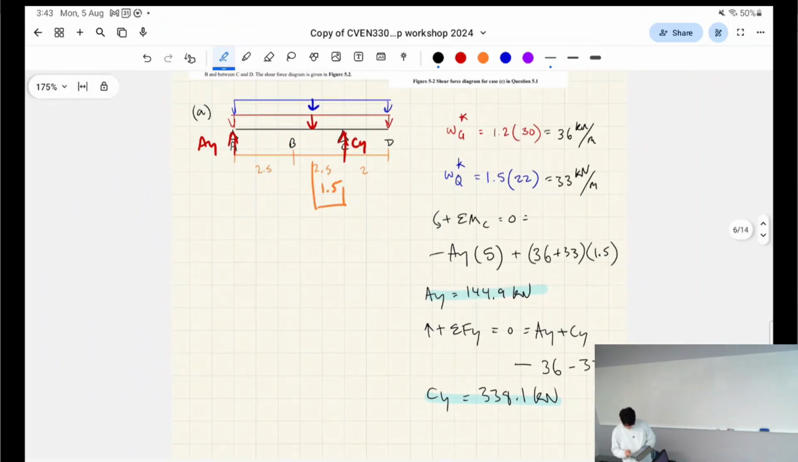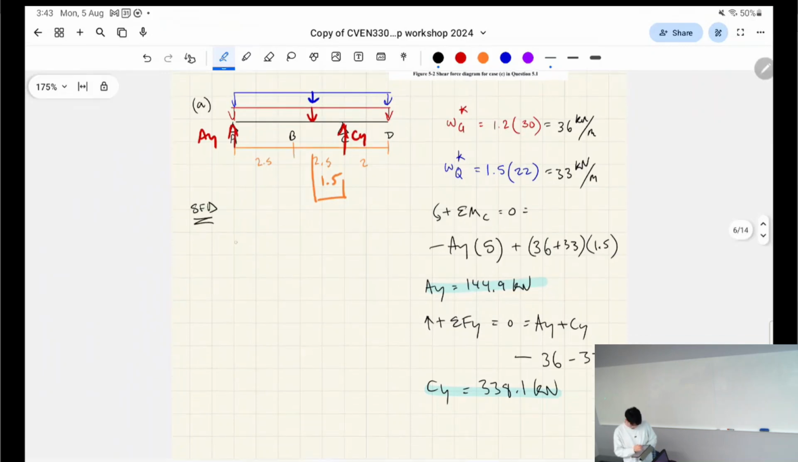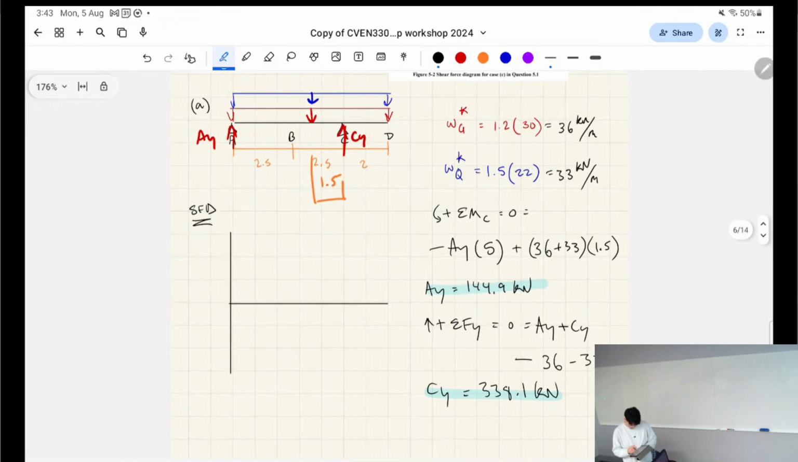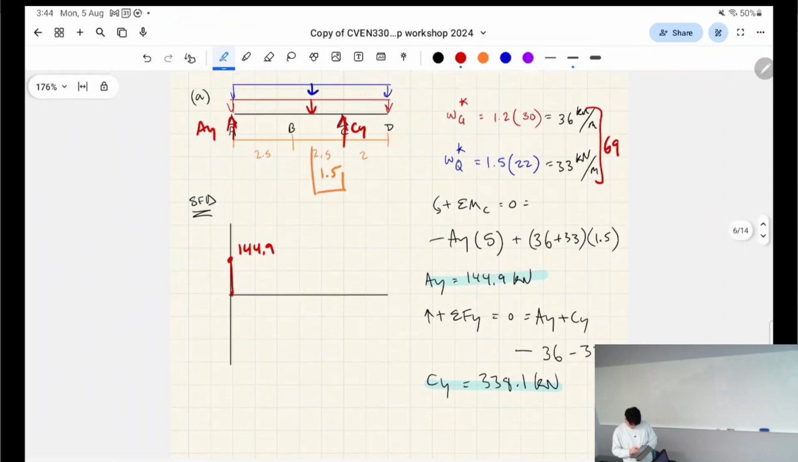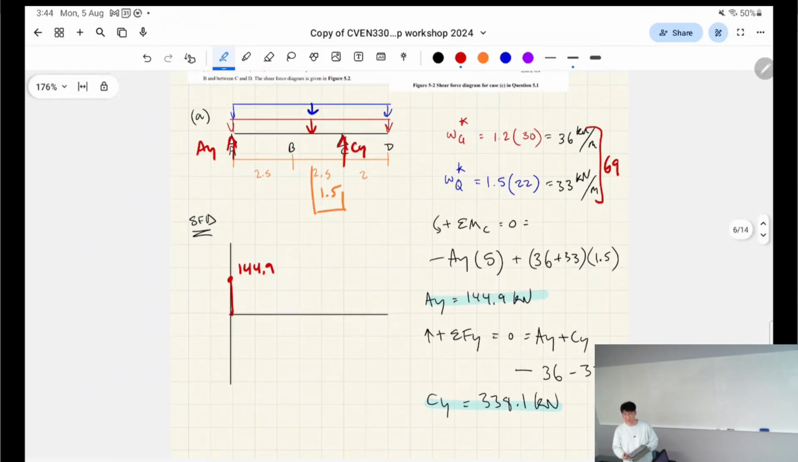Okay, cool. So now we're going to draw the shear force diagram. We're not going to draw the bending moment diagram because it's not required for the question. So this goes up by AY. This goes up to 144.9, and it's going to sink by this rate, right? I should probably express these two together. 69, nice. And then it's going to fall at a constant slope, right? Looks like this.